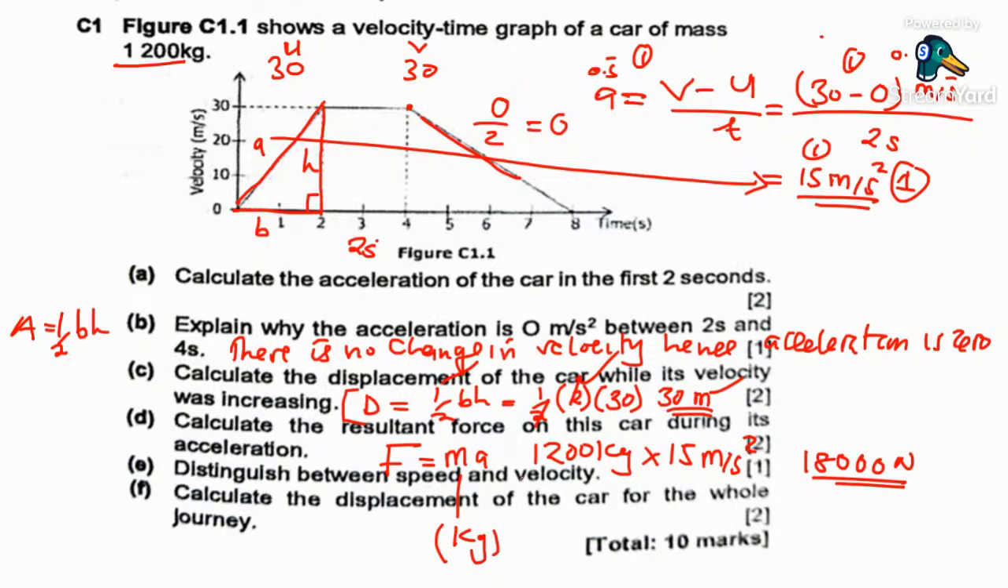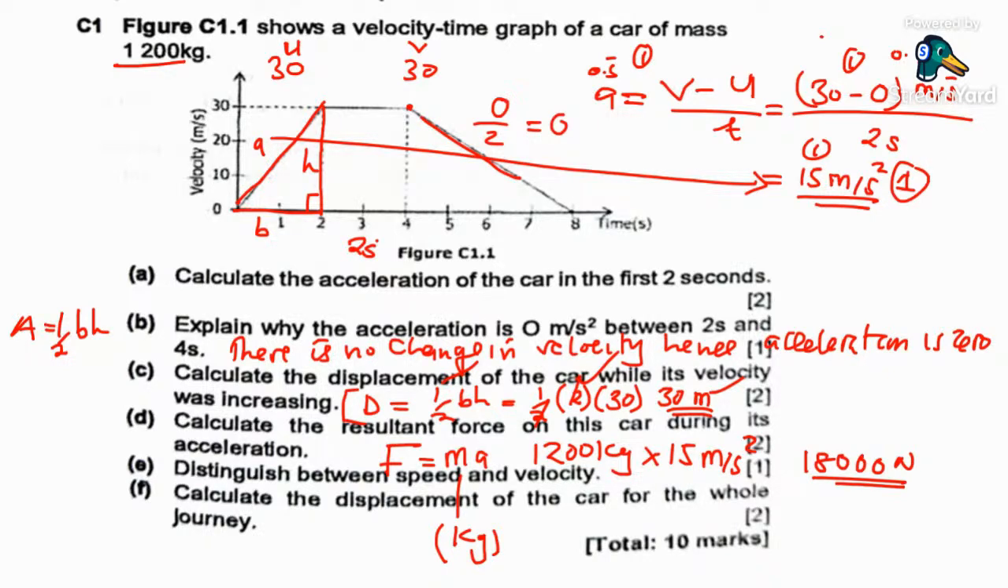Distinguish between speed and velocity. So what are the differences? Distinguishing is to look at the differences between speed and velocity. Now, one of the differences is that speed is always positive. Velocity can either be negative or positive. Okay, why is it so? Speed is a scalar quantity. It only has magnitude without direction.